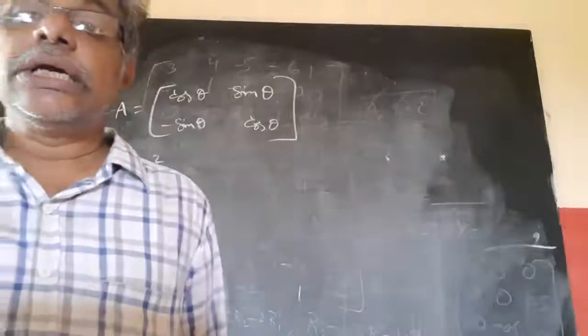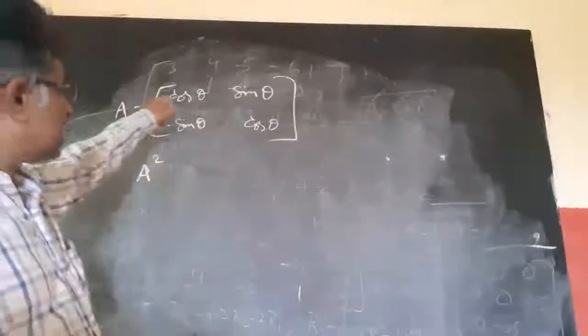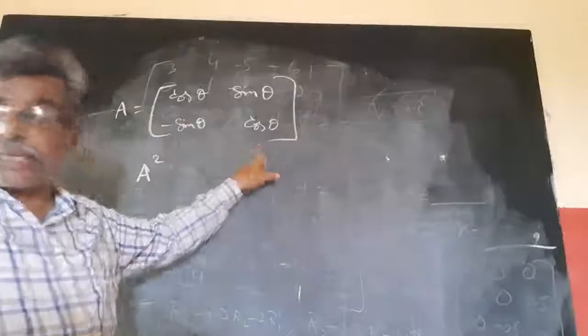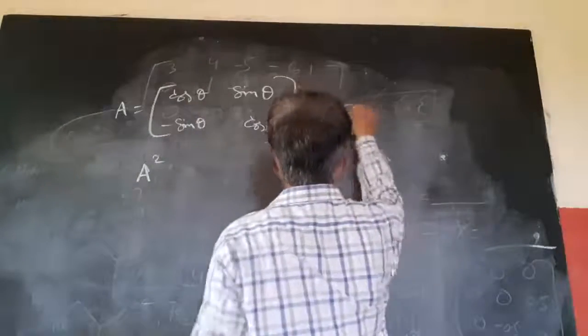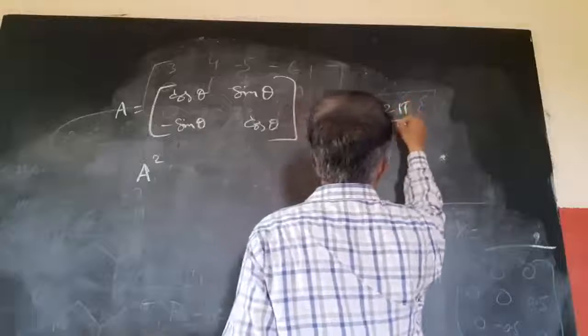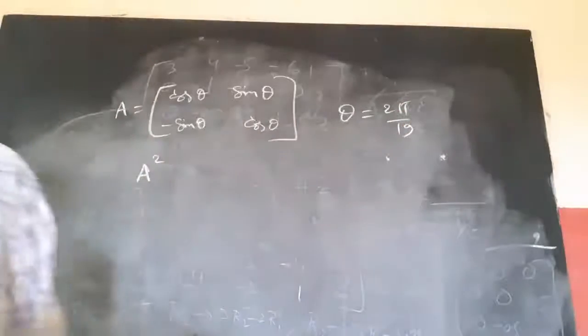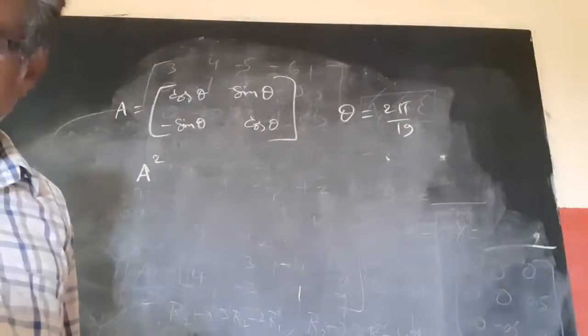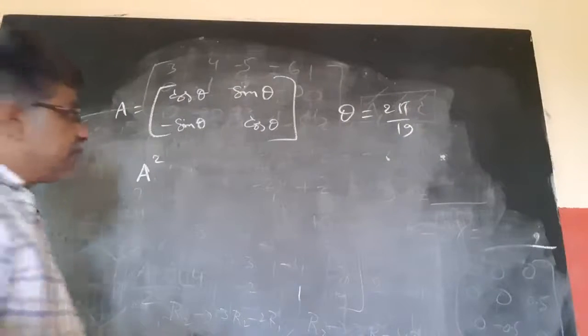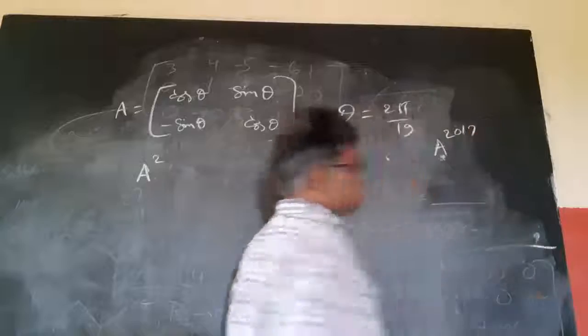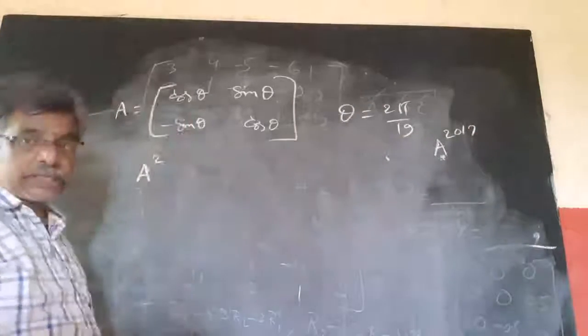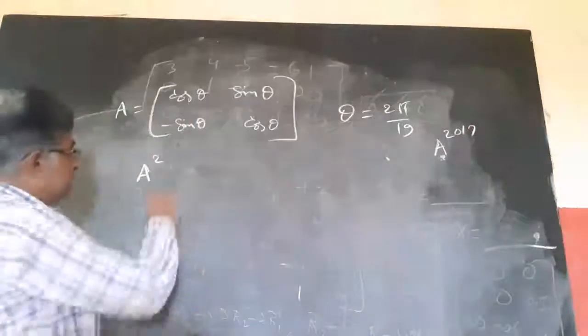Given A equal to cos theta, sin theta, minus sin theta, cos theta, where theta equal to 2 pi by 19, then he is asking A power 2017. Find the value of A power 2017. So we will go for A square first.